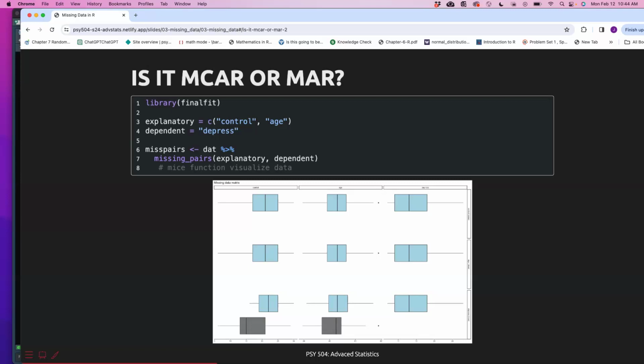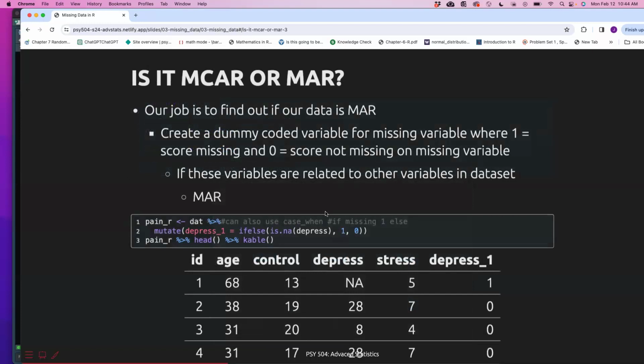So how do we do that? For every variable with missingness that we have, we create a dummy coded variable, where if there's missingness on that variable, we score it a 1, and if it's not missing, we score it a 0. I've done that with our data set here. I've created a variable called depress_1. If depression is missing, I assign a 1, and if it's not missing, I assign a 0. We can see here in the data set that now we have a column called depress_1, and it is dummy coded, where 1 is missing and 0 is not missing.